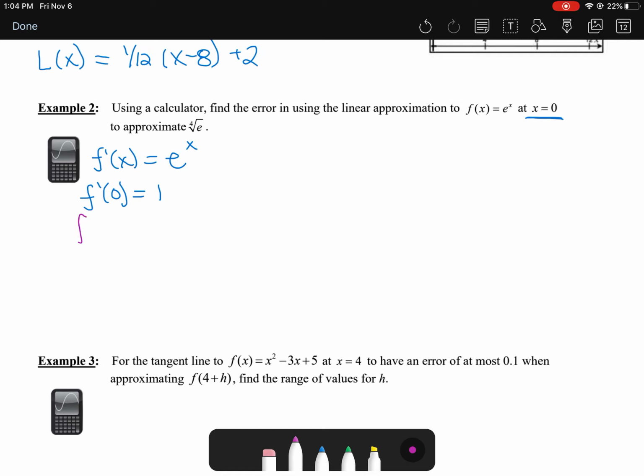Now I need to find f of 0. Well, e to the 0 is also 1. So now let's plug this into our point-slope formula. y minus 1 equals 1 times x minus 0. Rewriting this in terms of L of x, I have L of x equals x plus 1. Now I'm going to go ahead and find L of 1/4.